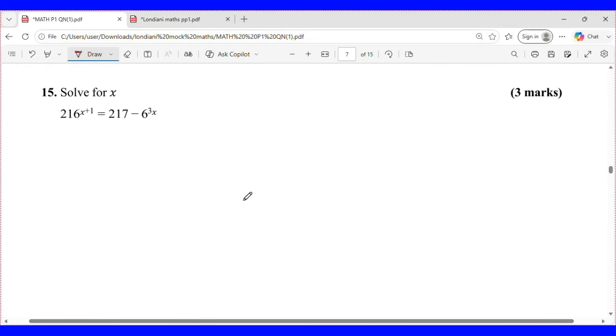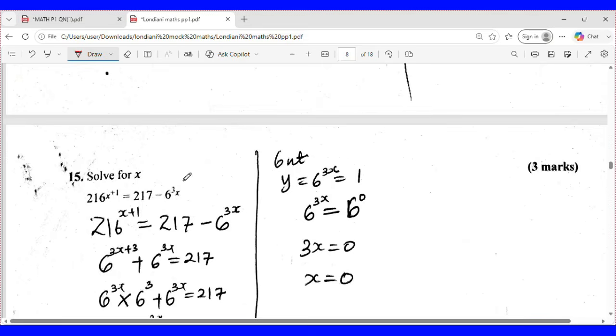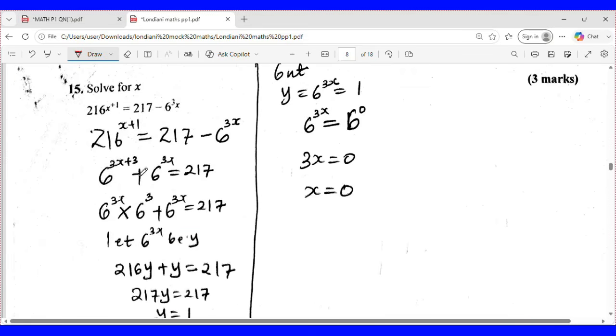So solve for x. You can bring this to this side. You will have 216 to the power x plus 1, plus 6 raised to power 3x is equal to 217. Then now you can write this number to power 6, right? That is now the first thing you need to know from the indices and the logarithms. So bring 6 here, write it.